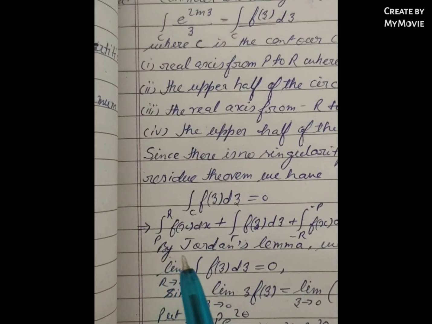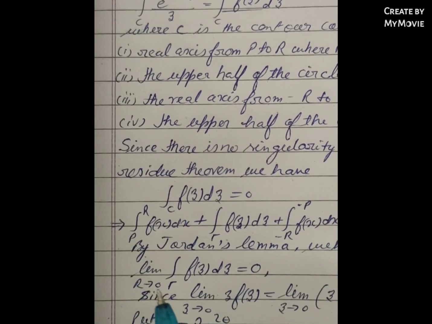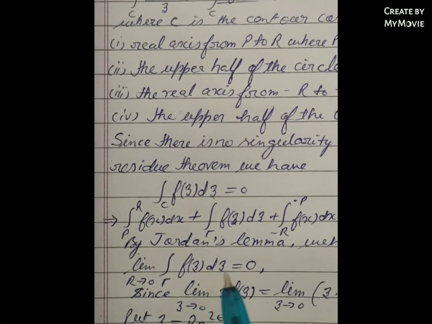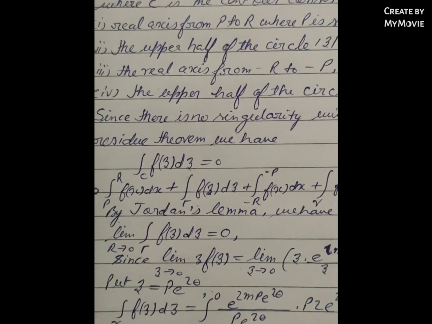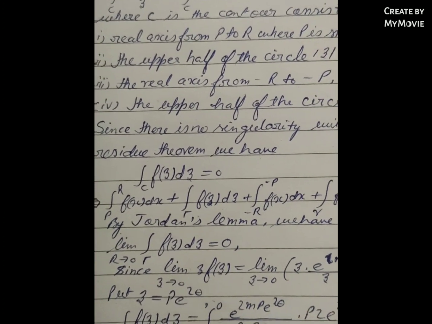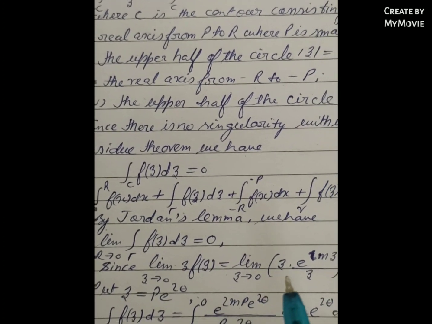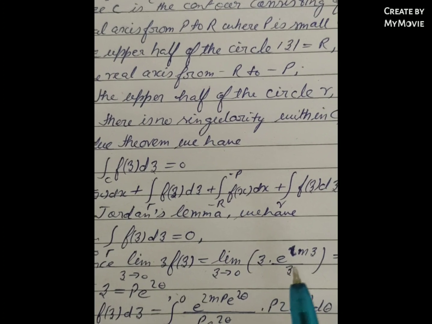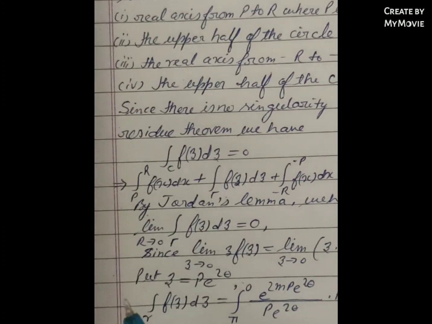Equation 1. By Jordan's lemma, the limit as R tends to infinity of the integral over the big semicircle of f of z dz is 0. Since the limit as z tends to 0 of z times f of z is equal to the limit as z tends to 0 of z into e raised to power i m z upon z, which is equal to 1.